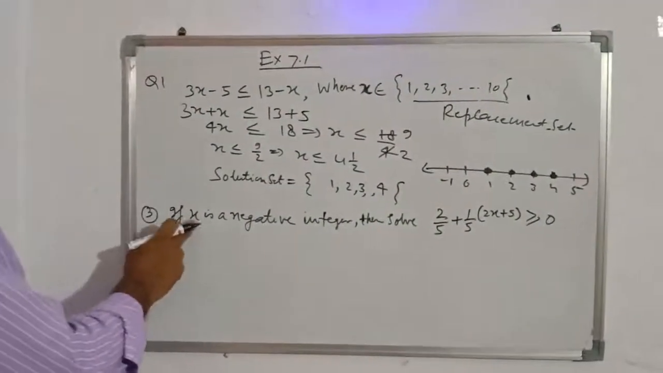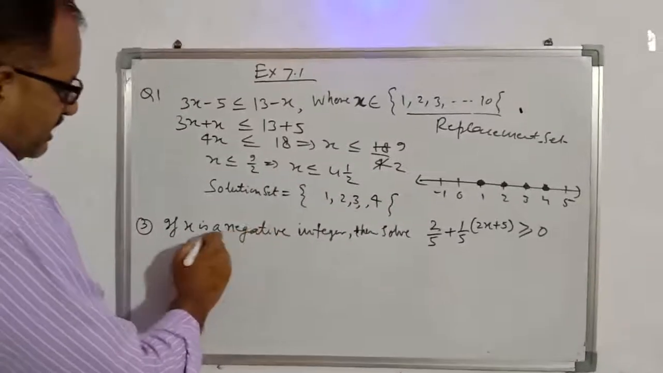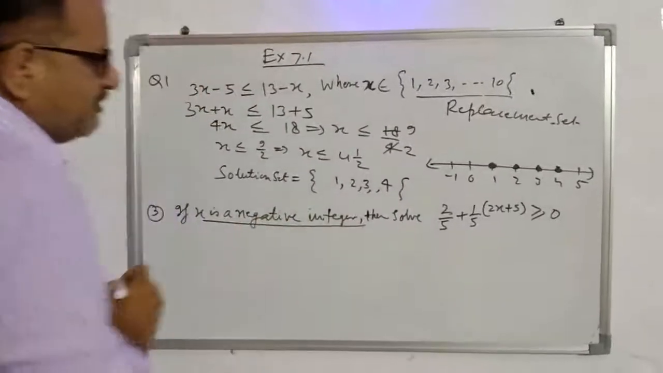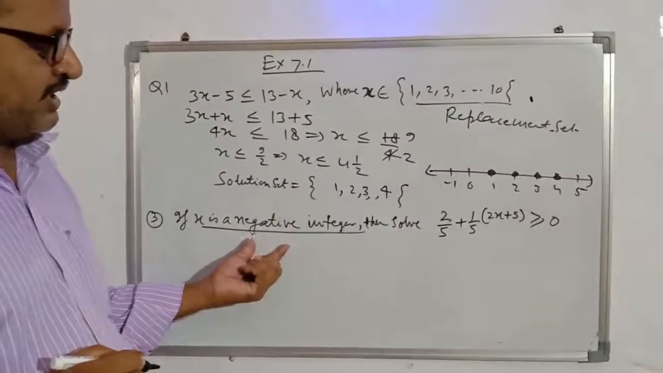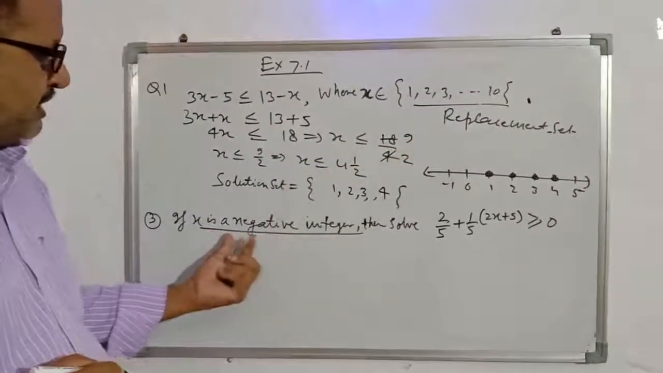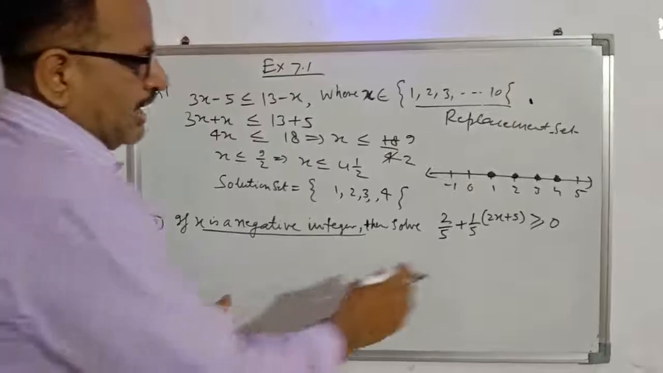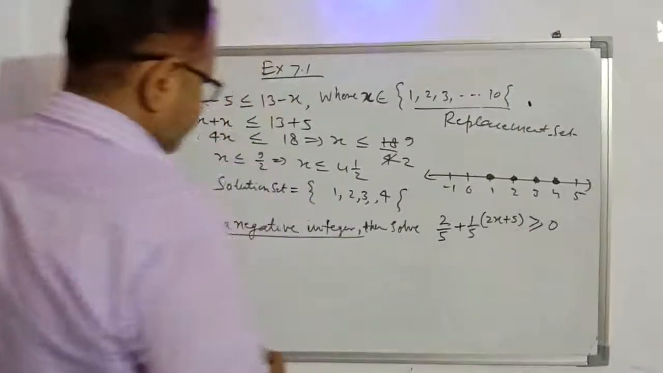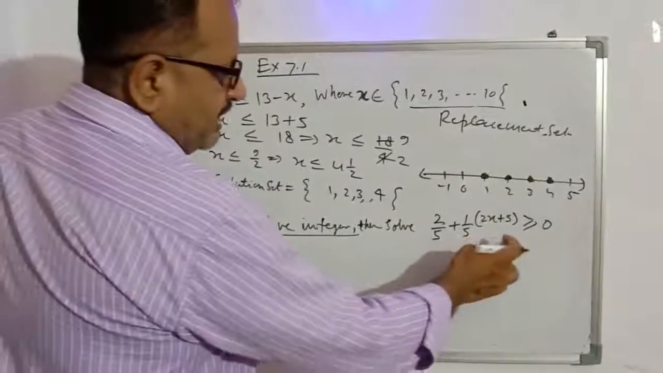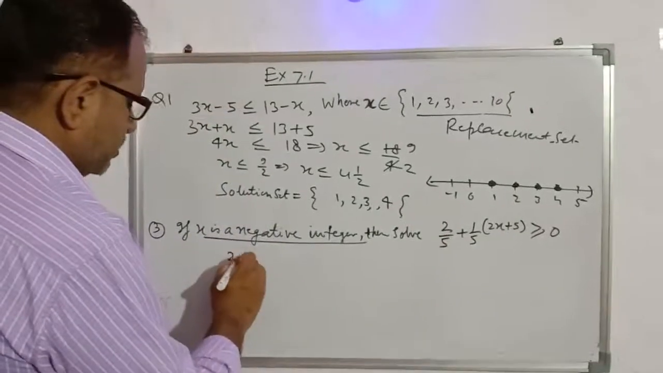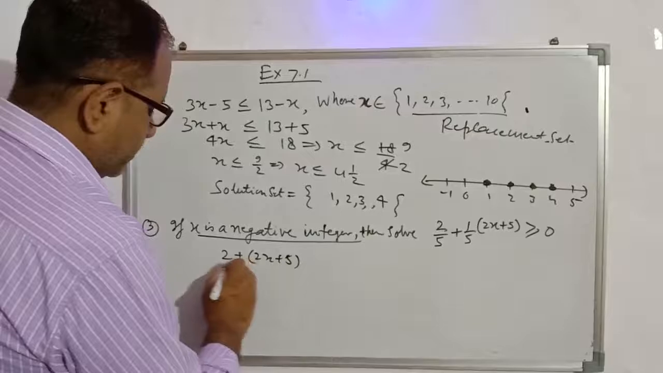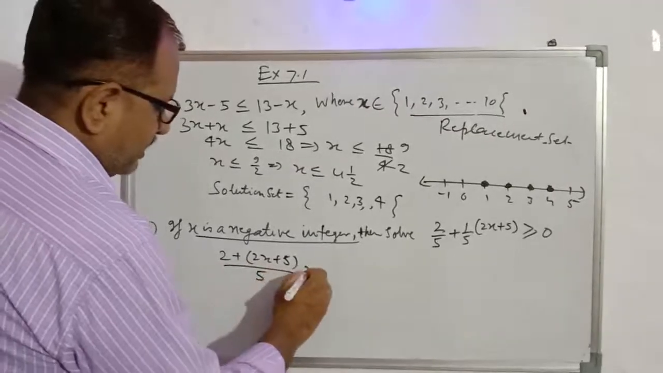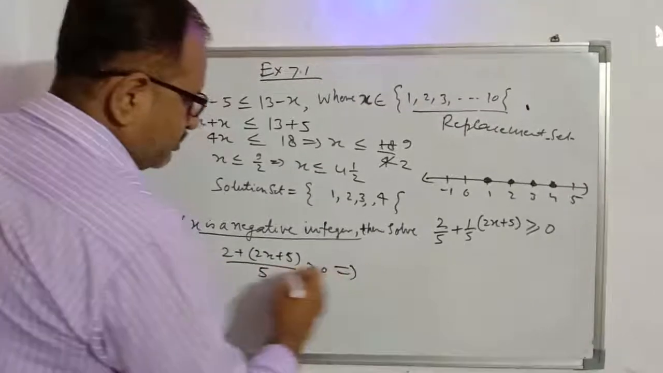See third, if x is a negative integer, it means what? It is a replacement set. A replacement set is what? Negative integers. And we have to solve this inequation. So we can take the LCM: 2 plus (2x plus 5) upon 5 greater or equal to 0.